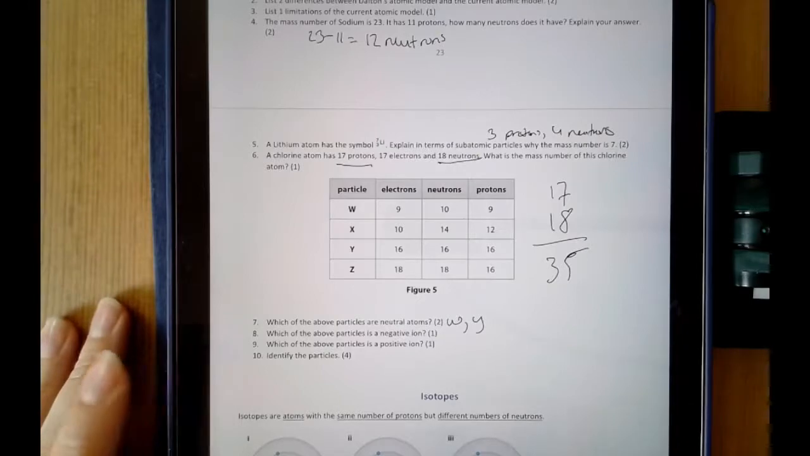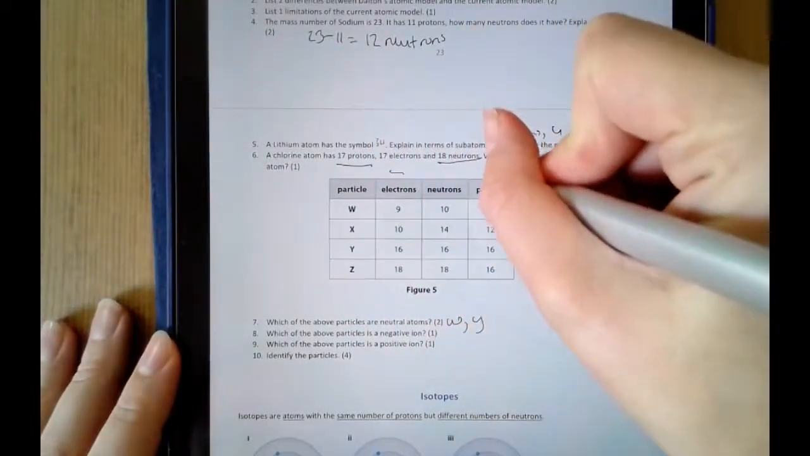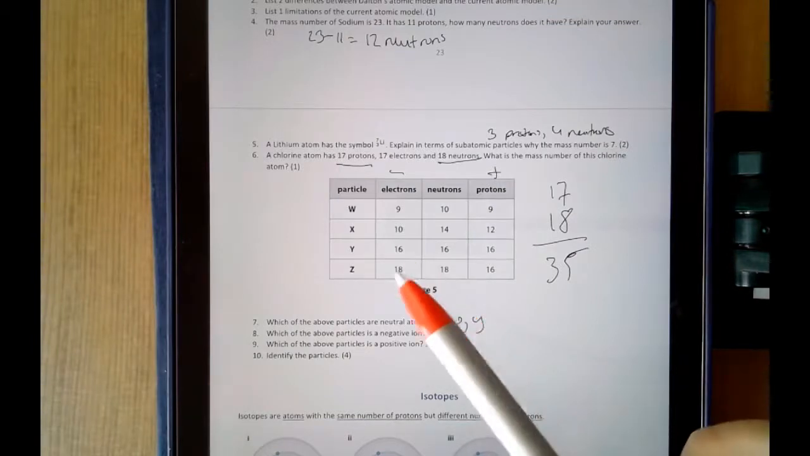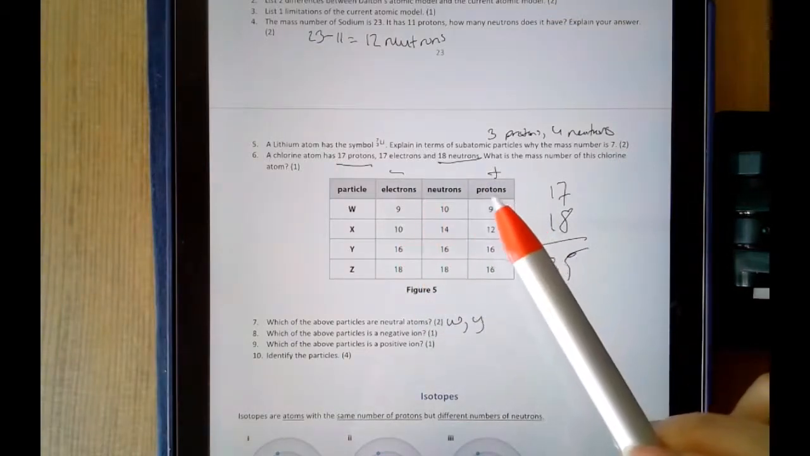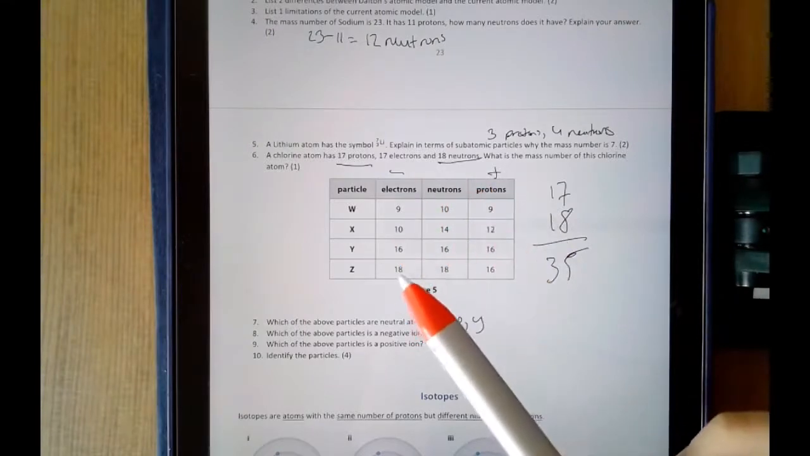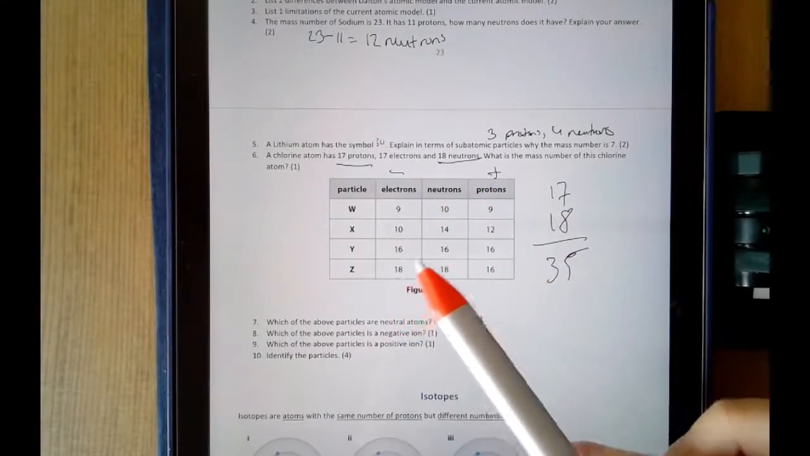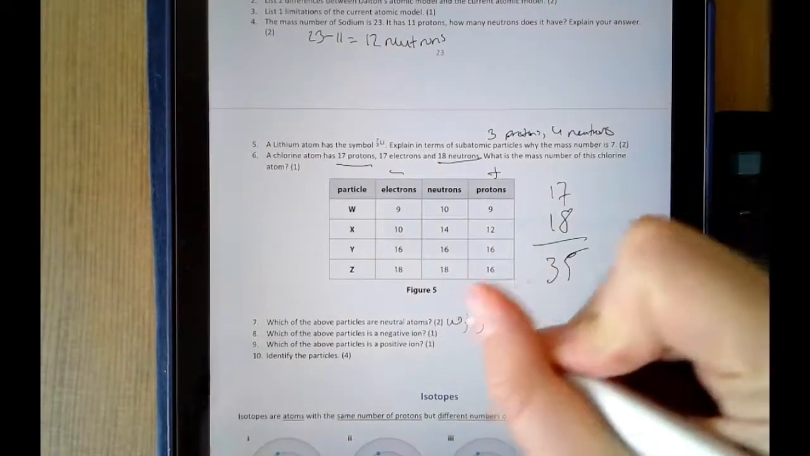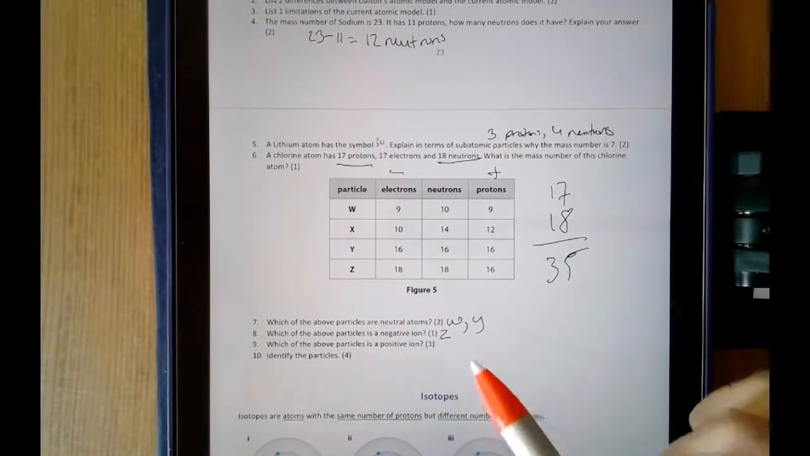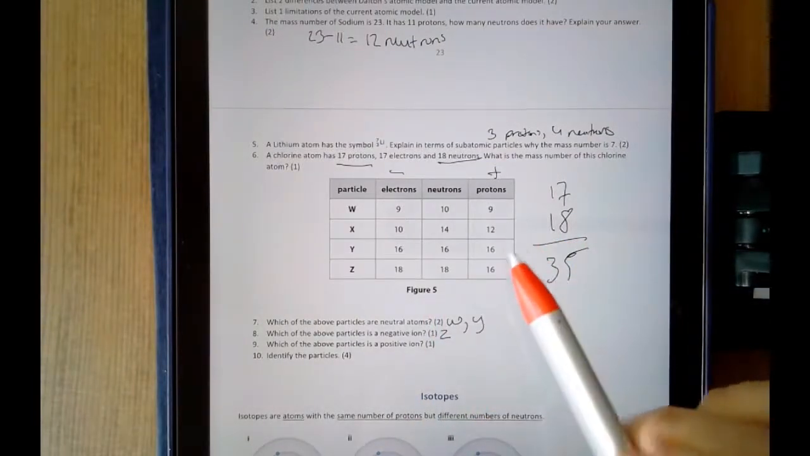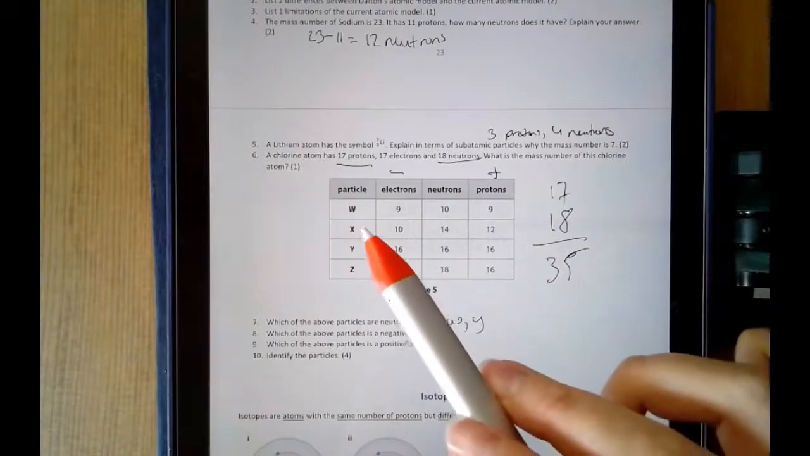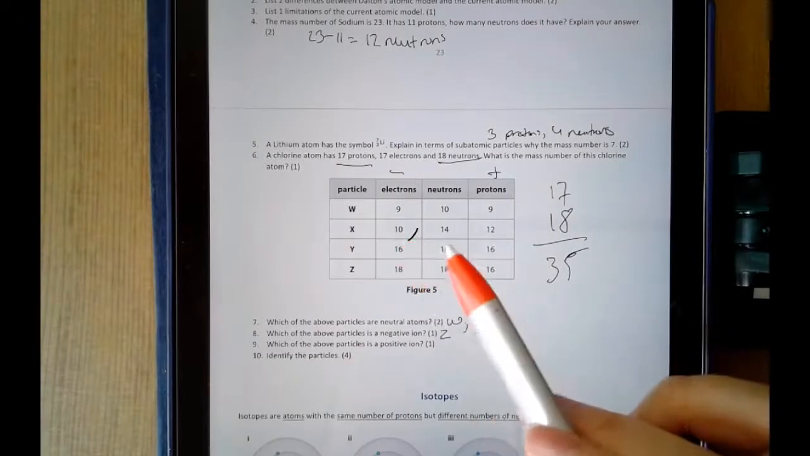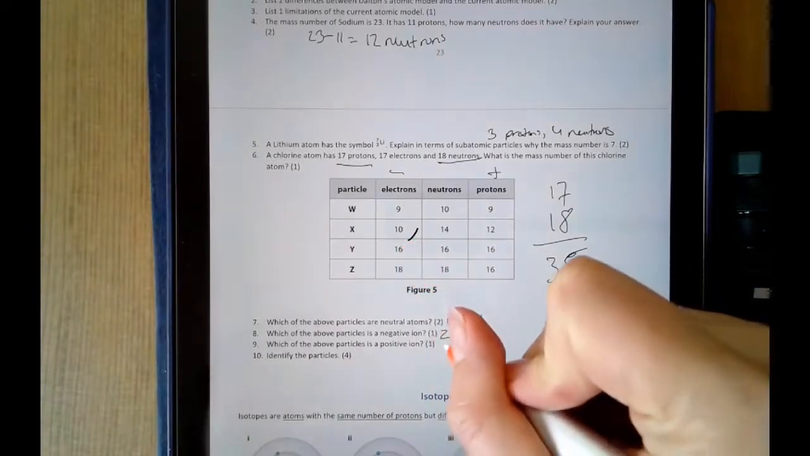Which is a negative ion? Remember, electrons are negative and protons are positive. So to have a negative charge overall, the particle must have more electrons than protons. If I go down through the different rows, I will see that Z has got 18 negative electrons and only 16 positive protons, meaning Z is going to be negative overall. A positive ion must have more positive charges, so it must have more protons. If I look at the table, I see that X has 12 positive protons, only 10 negative electrons, meaning that X is going to be positive overall.